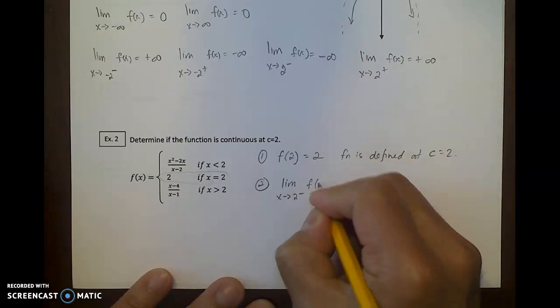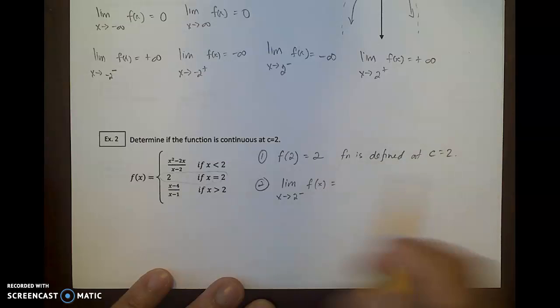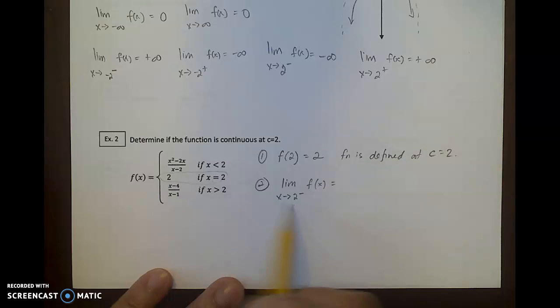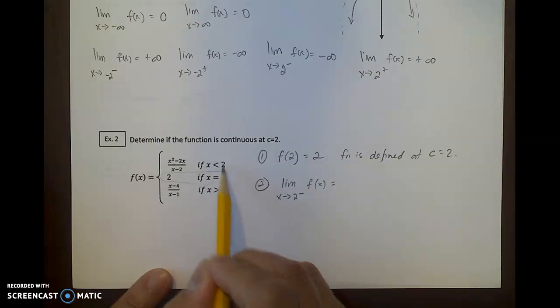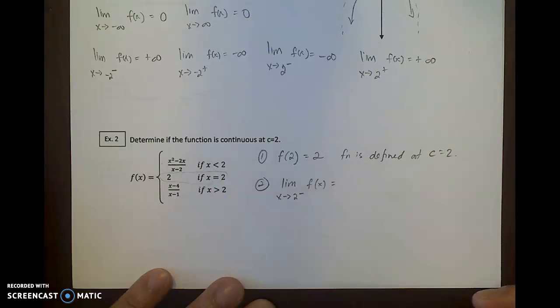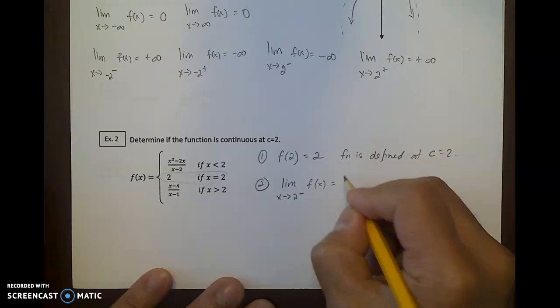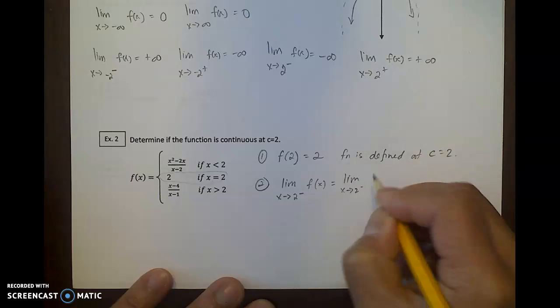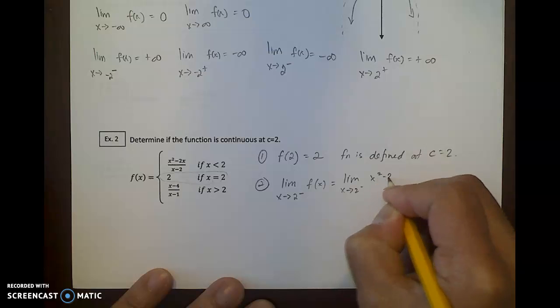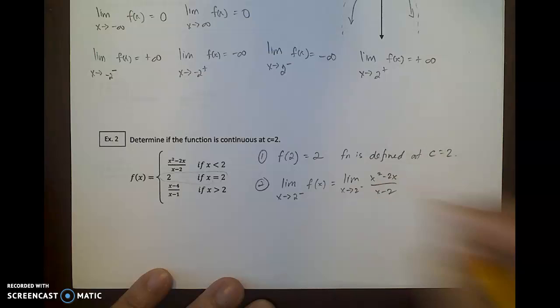So for this function, to find that limit, we take a look from the left, which means x is less than 2, so we're looking at this part of the piecewise. We're looking for the limit as x approaches 2 from the left of (x squared minus 2x) over (x minus 2).